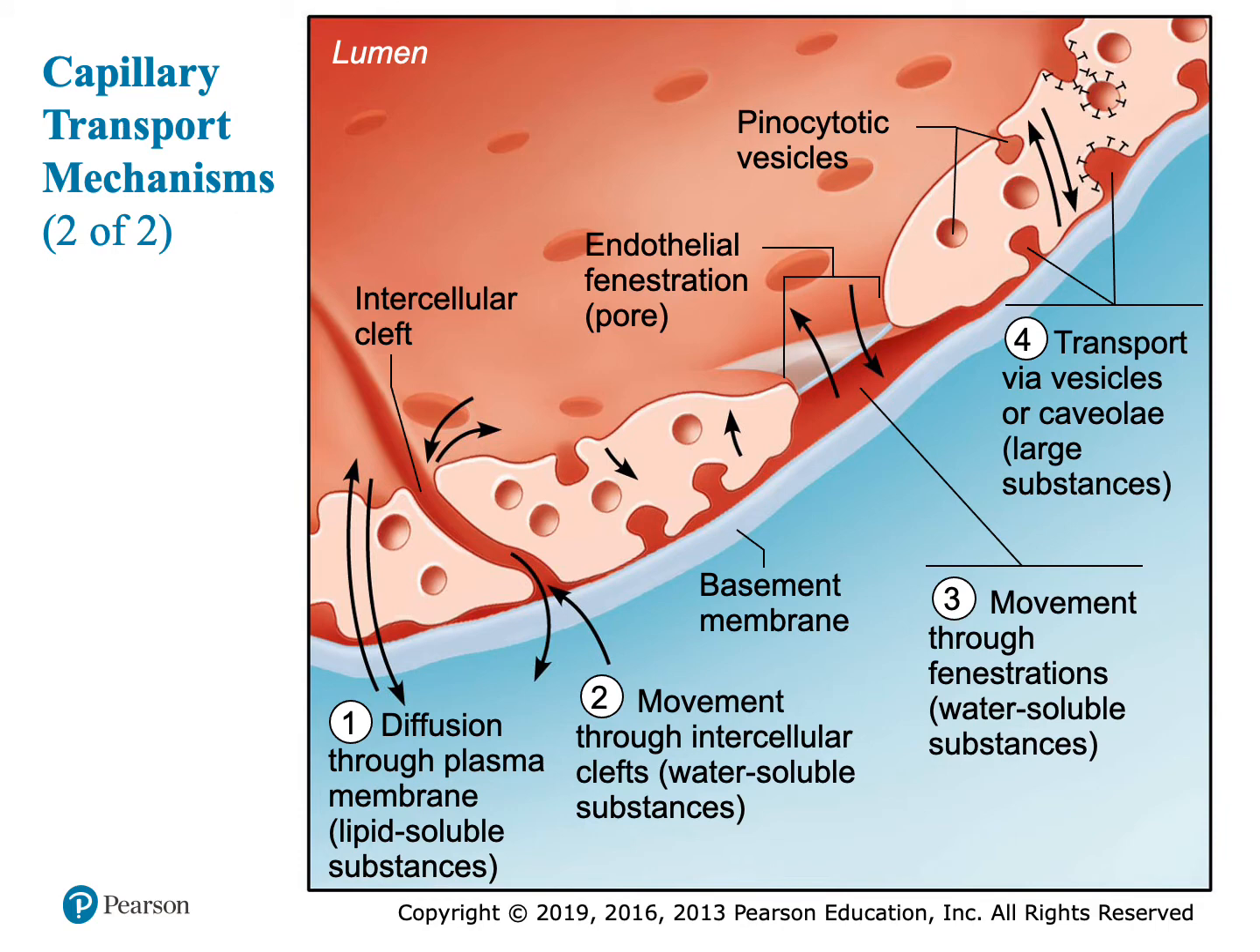Here's a little different way of looking at it. So diffusion: fatty things can just go right through those cell membranes, no problem. The water soluble things are going to use these other methods. So either just sneak right through that cleft right there, or maybe go through those little Swiss cheese holes. And then finally, if it's really big, maybe some sort of protein, it's going to get bundled up into a vesicle, exocytose and endocytose.